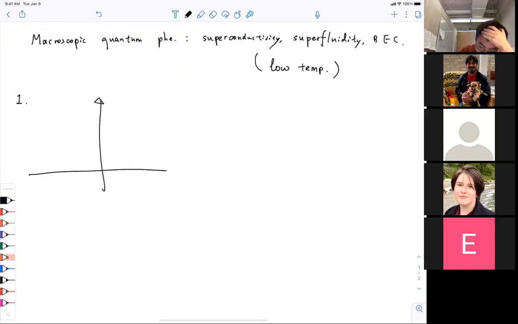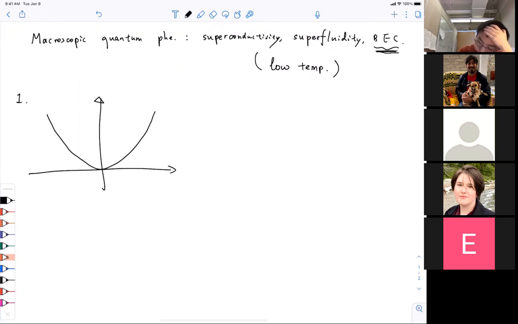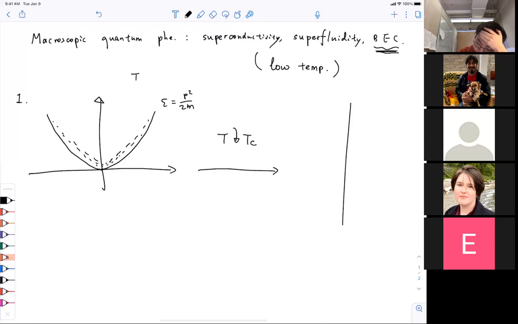Imagine this is the spectrum we have. Usually this BEC works even for non-interacting particles, which basically means my spectrum is the standard one, p squared over 2m. Non-relativistic particles at some temperature in general satisfy the Bose-Einstein distribution. For the lower energy states, there are more particles. If we decrease the temperature and it reaches some critical point, then a finite number of particles will condense into the ground state. Usually we assume it's k equal to 0 or p equal to 0.